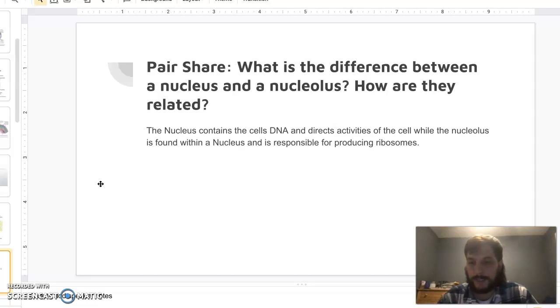that the nucleus contains the cell's DNA and directs activities of the cell, while the nucleolus is found within the nucleus and is responsible for producing ribosomes.